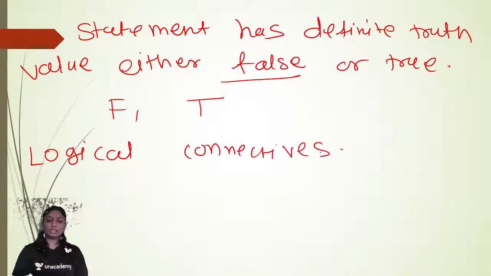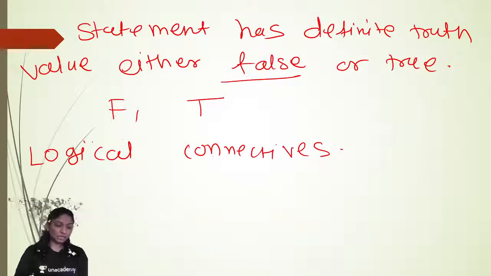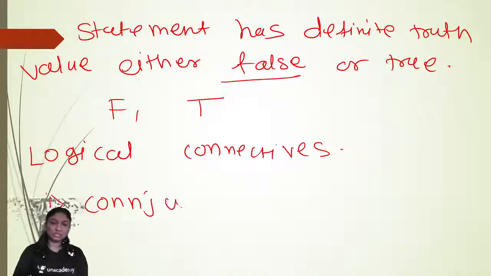Now every statement must be either true or false, but not both. Here we will see how logical connectives work. Suppose two statements are joined by and, then we use the logical connective conjunction. The first logical connective is conjunction.